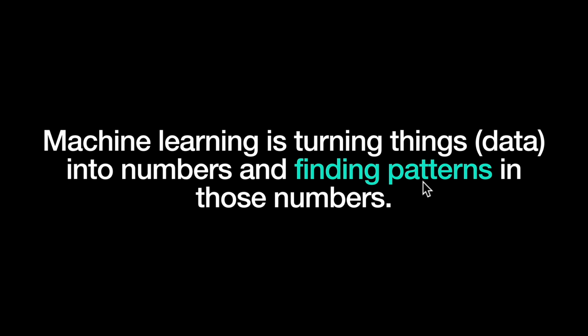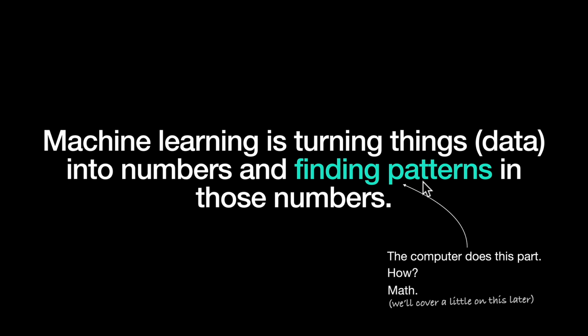You might be wondering, well, how do you find those patterns in numbers? Well, the computer does this part. How? Math. And again, we'll cover a little bit on this later. Now, if you want another one-liner definition, machine learning is the field of study that gives computers the ability to learn without being explicitly programmed. Now, that was by Arthur Samuel. I think that was almost over 50 years ago now. So that's a key point there, without being explicitly programmed.